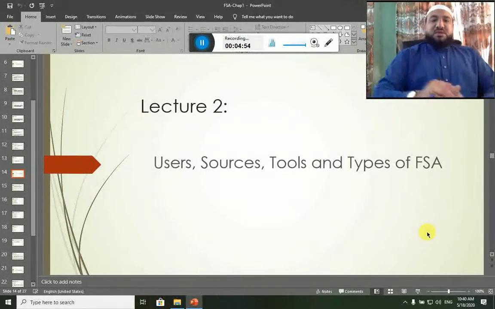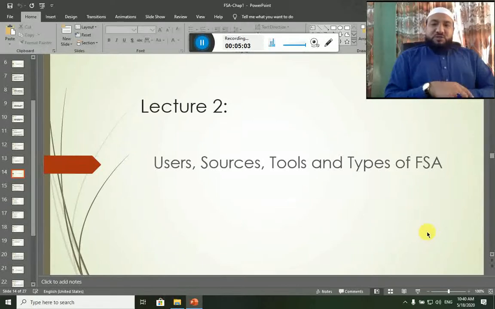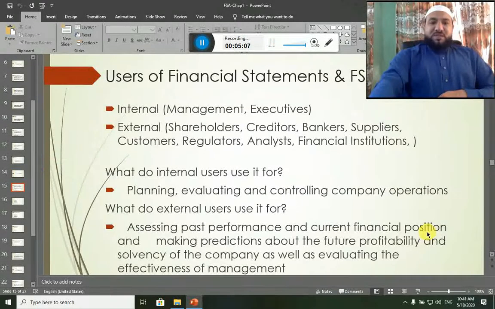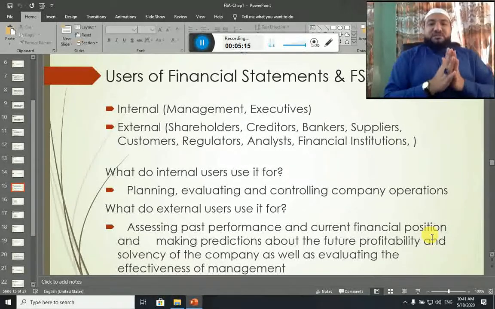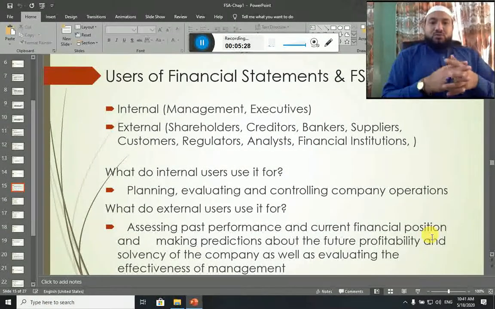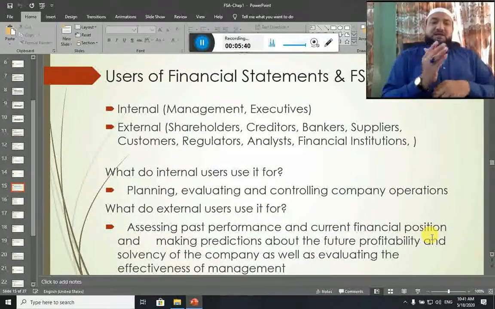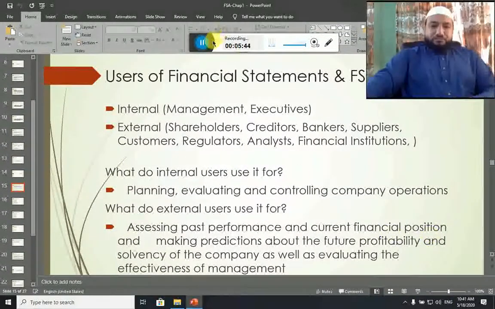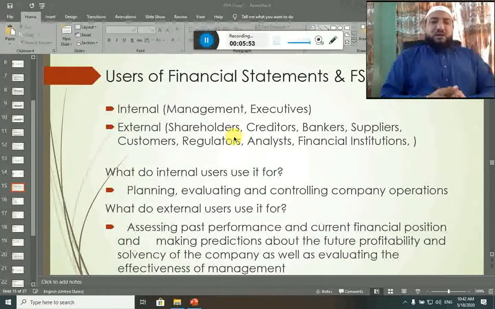Now today's lecture is basically on the users, the sources, the tools and types of financial statements analysis. So let's start with the first one, the users of financial statements analysis. By users, we mean who uses all the tools and techniques of financial statements analysis. First of all, we have to know who uses financial statements. The financial statements are used by whom, right? So there are two types of people, basically two groups that use the financial statements and the financial statements analysis. The first group of users is internal, and the second group is external.